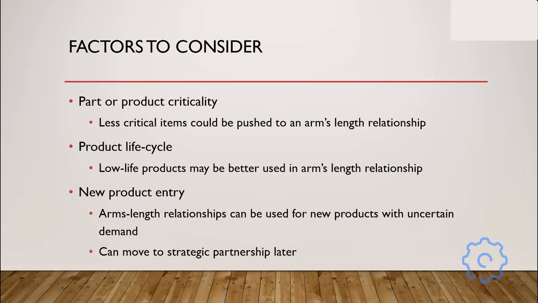Now, product life cycle. If you have a product with a low life cycle, you may want to use an arm's length relationship due to the fact that things keep changing. You may have product A for 6 months, then you have to do product B. Now, once again, this requires a very flexible requisition system. But if you have a good requisition system that's able to push requirements to suppliers, then you may be able to use an arm's length relationship for one-off items that may have a low life.